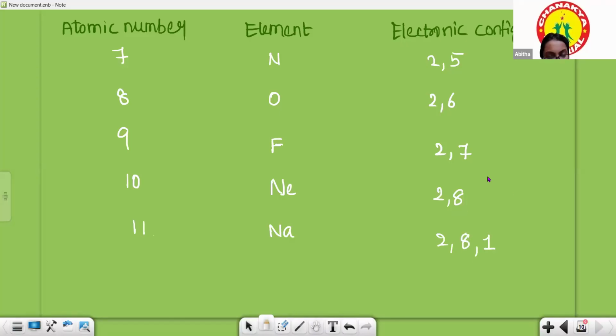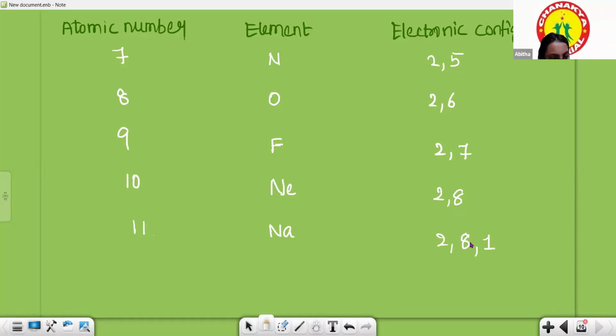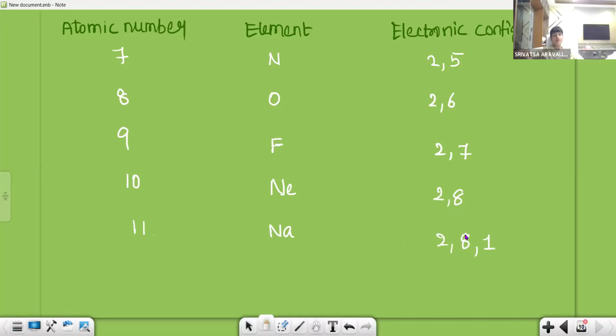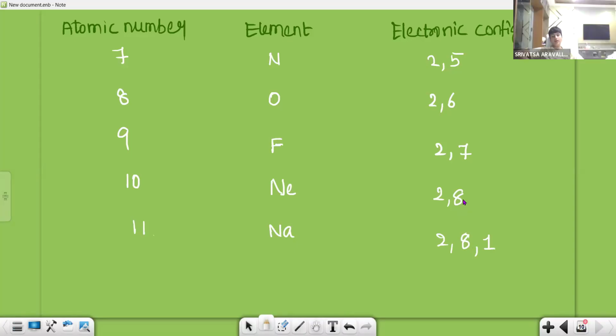Then the other electron goes to the next orbit. Now I understand, you cannot fill more than 8 in the second. So 12 will come like Mg, and then it will come like 2, 8, 2.